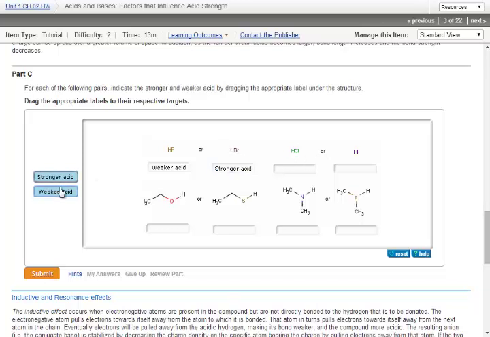Now, chlorine is smaller than iodine. Therefore, it's a weaker acid. The larger the atom, the stronger the acid. So oxygen is smaller than sulfur, and nitrogen is smaller than phosphorus.